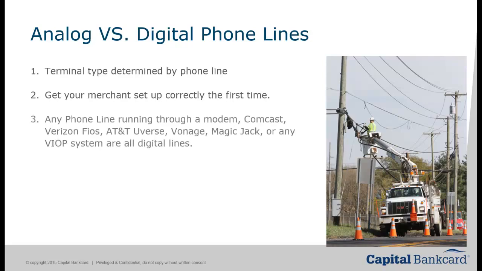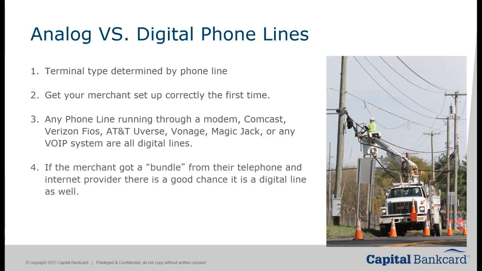Now any phone line that runs through a modem, whether that's from Comcast, Verizon Fios, AT&T U-verse, Vonage, MagicJack, or any VoIP system, those are all going to be digital lines. It's actually traveling on a completely different system, so there are some benefits to setting a merchant up with an IP solution versus an analog in that case. Now, if the merchant also got a bundle from their telephone and internet provider, there's also a very good chance it's a digital line as well.